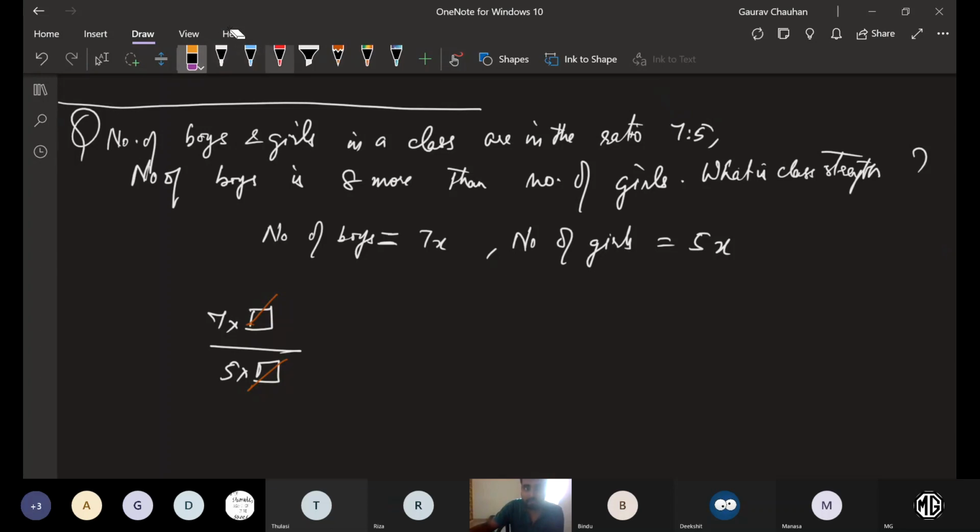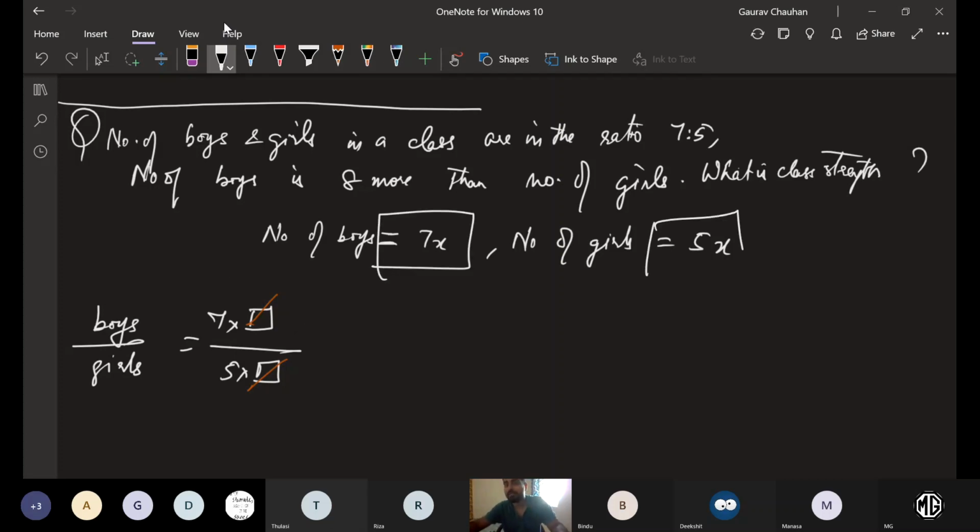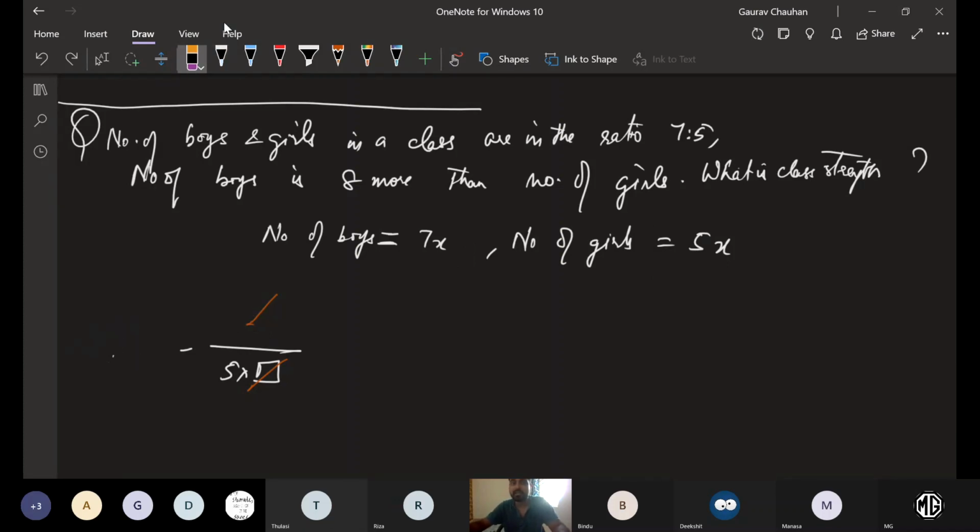So basically, number of boys divided by number of girls is equal to 7 into something by 5 into something. So this logic of ratios I'm using, and I'm going to take this as number of boys and this as number of girls. Finally, my x will not be the answer. I have to find 7x. I have to find 5x.